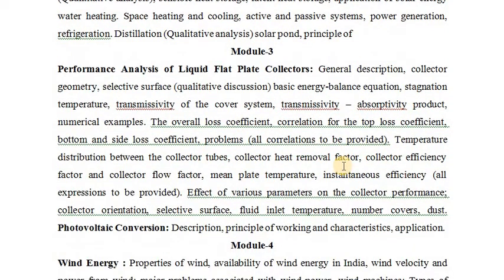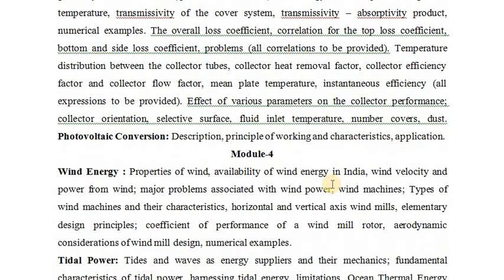Again, next move to module 3. In module 3 is the performance analysis of the liquid flat plate collector. As we know, nowadays in all the cities, in developing and developed countries, they are using solar water heaters and solar photovoltaic panels to convert solar radiation into electrical energy, or solar energy into thermal energy. You're going to study different liquid flat plate collectors in this. And next, as I told, the photovoltaic conversion, a device which converts solar radiation directly to electrical energy.